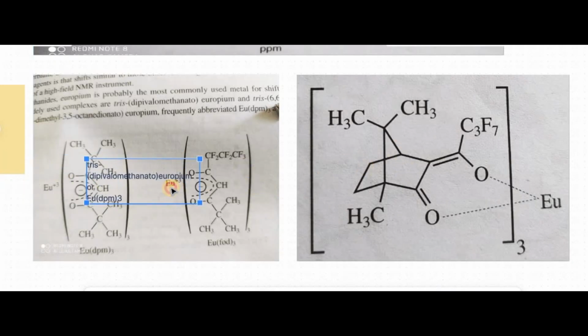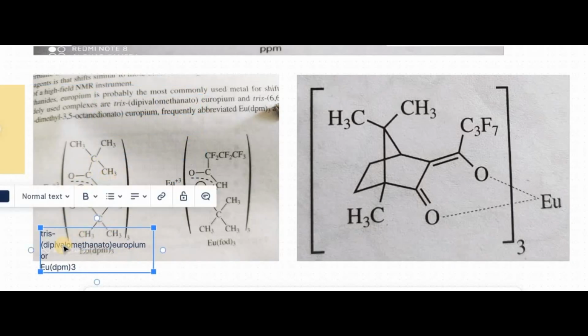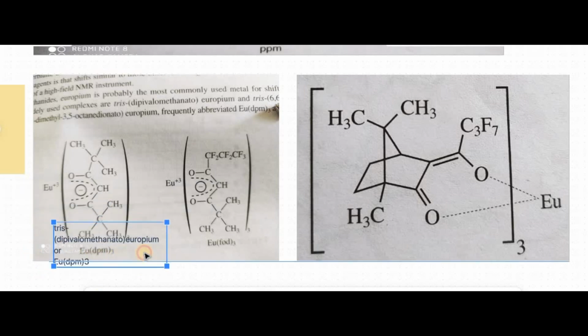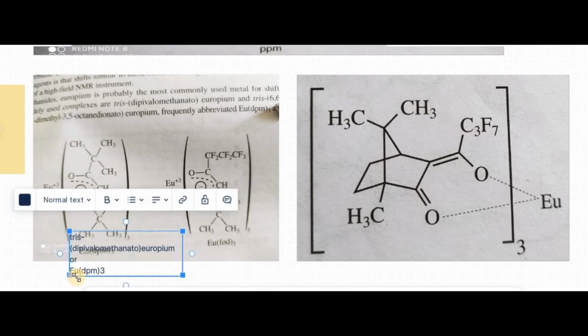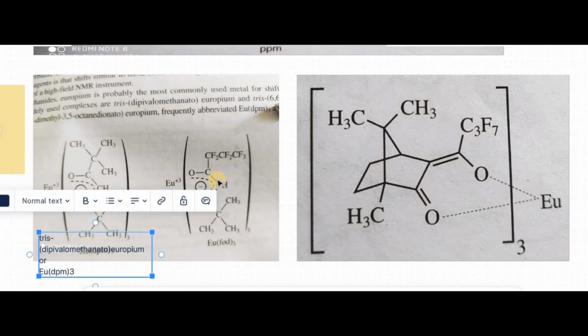It has to be spelled as, for example, this molecule, spelled as tris(dipivaloylmethanato)europium salt, or simply Eu(DPM)3. So these are some of the shift reagents. Apart from that, we have Eu(FOD), and these are the reagents that will interact with molecules at different rates and are helpful in discriminating the enantiomers.